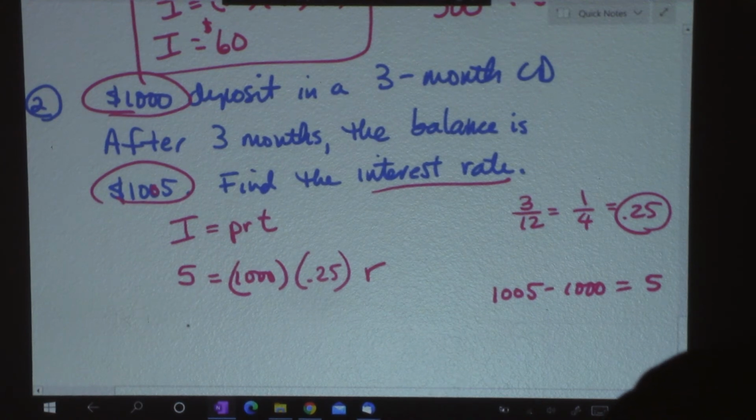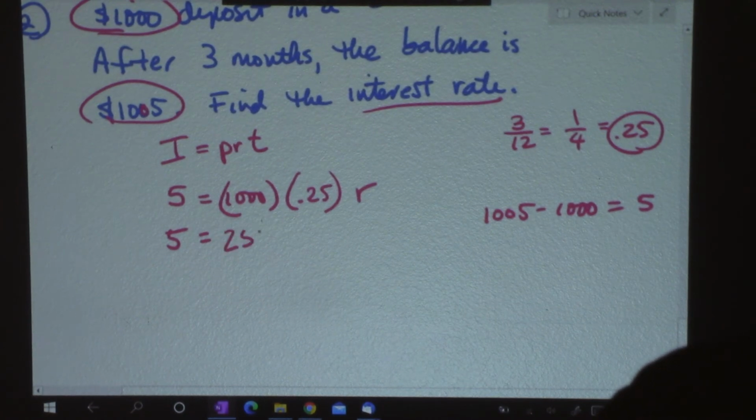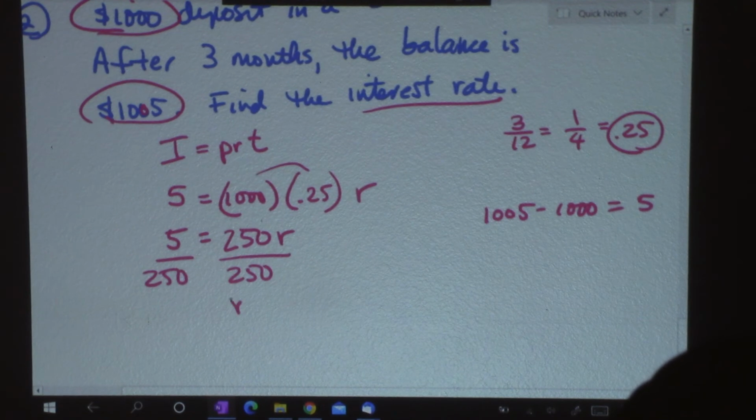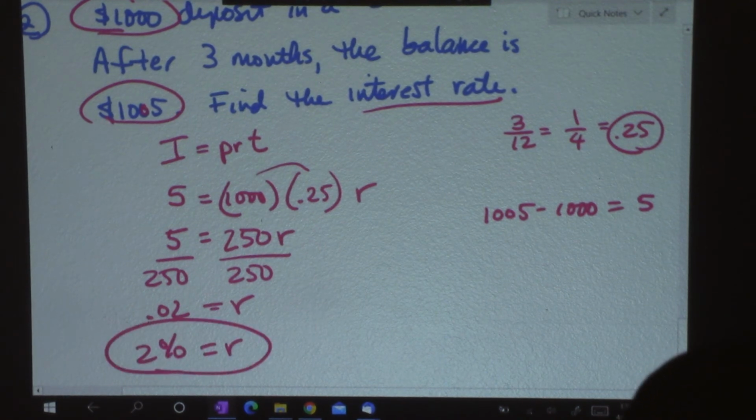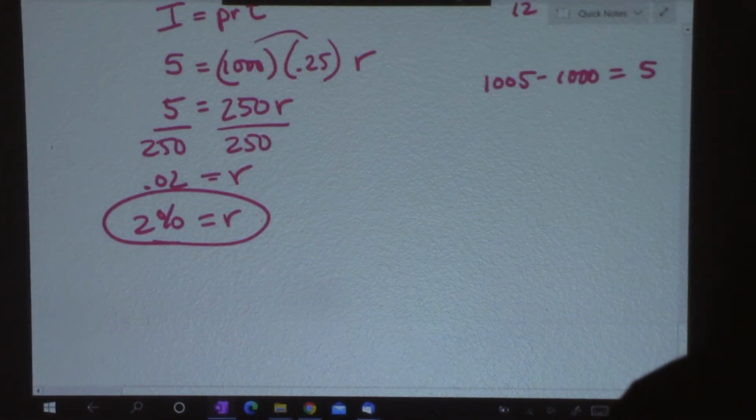Now let's work it out. So 25% of 1,000 is 250. When I multiply these two together, divide by 250, and I get 0.02, which is 2%. Okay? If I went kind of fast on that, go ahead and rewind it, pause it, look at it again, and hopefully you can figure it out. If not, you're welcome to contact me, and we will have, hopefully, a Zoom meeting about this.